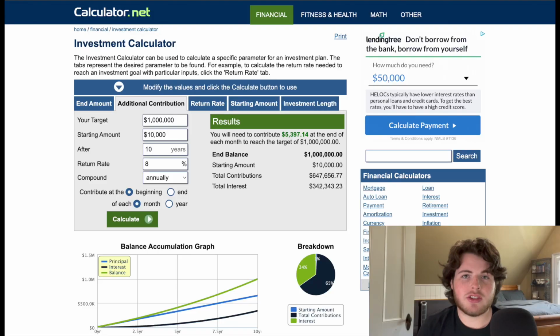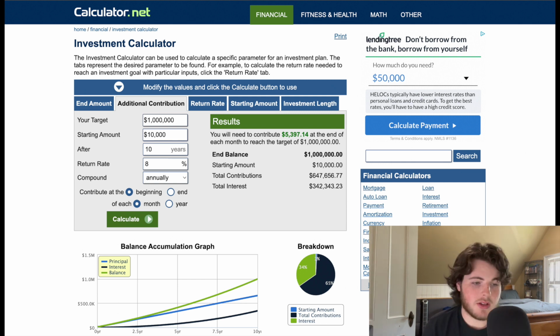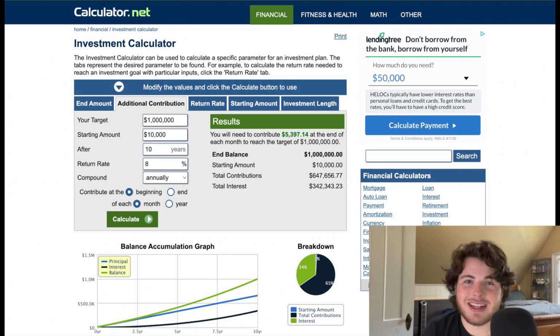This website also has other features to show you how long it would take to reach a certain target and how much money you would have to invest. So say your goal is to retire with $1 million and you have $10,000 to start out and you want to do this in 10 years. How much money are you going to have to invest to reach this goal? You're going to need to invest nearly $5.4 thousand each month to reach $1 million in 10 years.